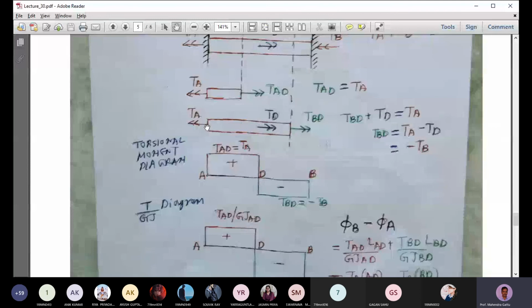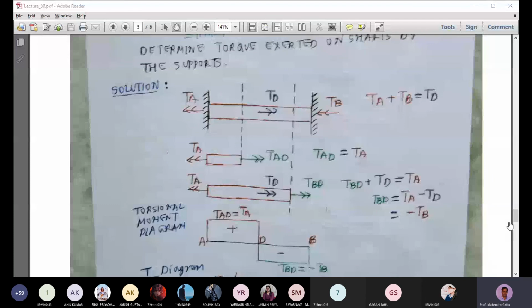So there is this reaction torque TA, and this TD will come into the picture. It's acting at point D, and on the right surface we have the internal resisting torque TBD. So for balance, TBD plus TD is TA. So TBD will be TA minus TD. If you look at the equilibrium condition, TA plus TB is TD. So TA minus TD will be minus TB.